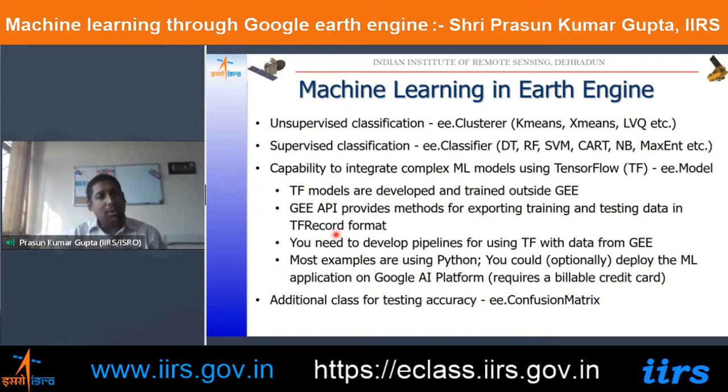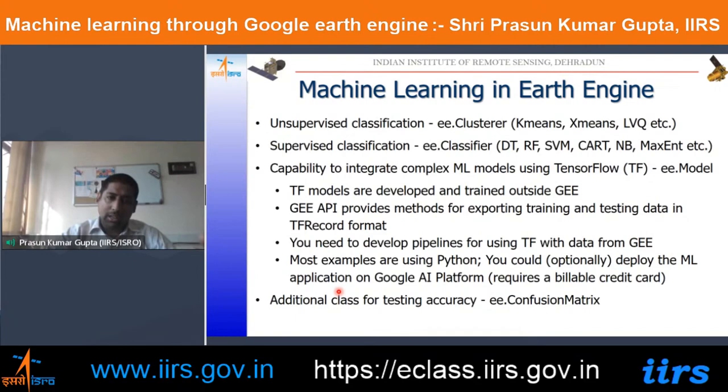So you have to download this and then use it again on your system. Now you're not on Google's cloud infrastructure where you can use high performance computing and stuff like that. So the Google API allows you to export the data into TFRecord. You can develop your own pipelines or your own complex models in TensorFlow and run them with the data which you get from GEE. There are a lot of examples available, mostly using Python. You could optionally deploy this machine learning application on the Google AI Platform.